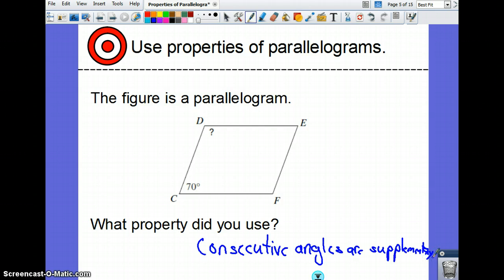So that means that 70 plus whatever this angle is going to equal 180. So 180 minus 70 gives you 110. This angle is 110.